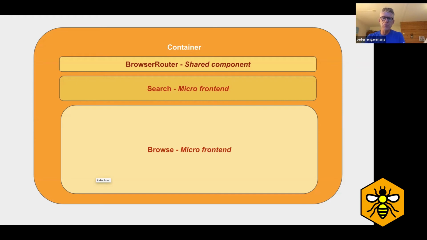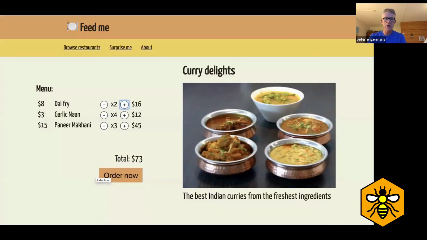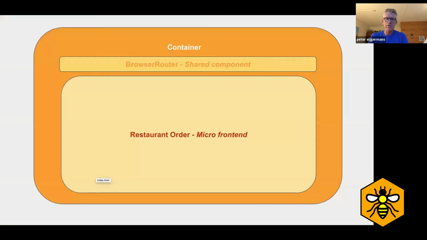And we have also two micro frontends here in this frontend. There's a search micro frontend and a browse micro frontend. Here you see when you click on a restaurant, this restaurant has its own menu, and you can order something. Great. This micro frontend also contains a router, and at the top a user router. And we also use a restaurant order micro frontend.